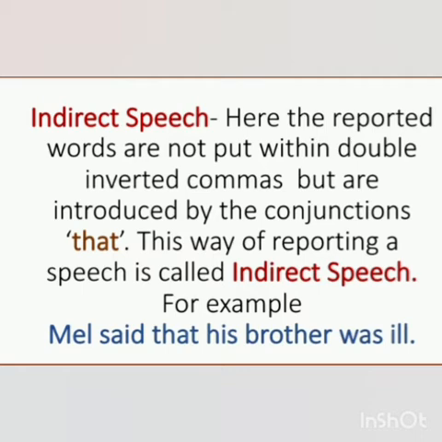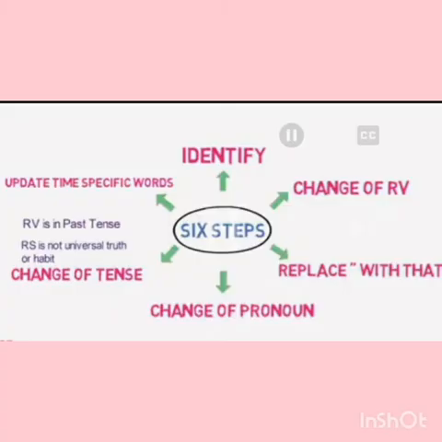Let us see some rules to change direct to indirect speech. To change from direct to indirect speech, we have to follow 6 steps. First, identify. Second, change of reporting verb. Third, replace with that. Fourth, change of pronoun. Fifth, change of tense. And sixth, update time specific words. Let us see one by one.